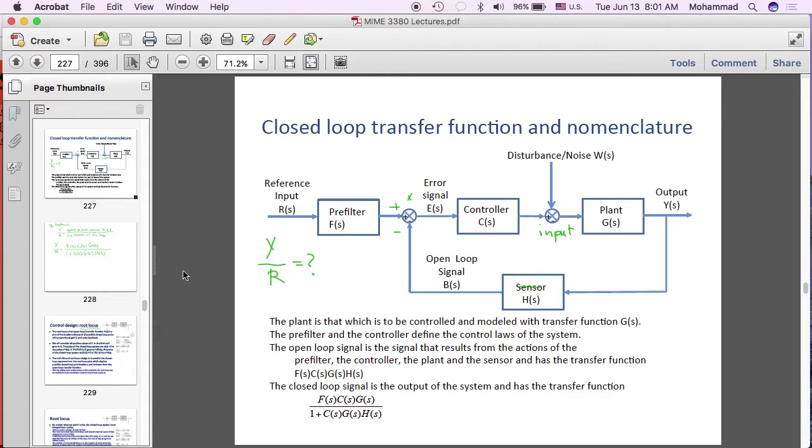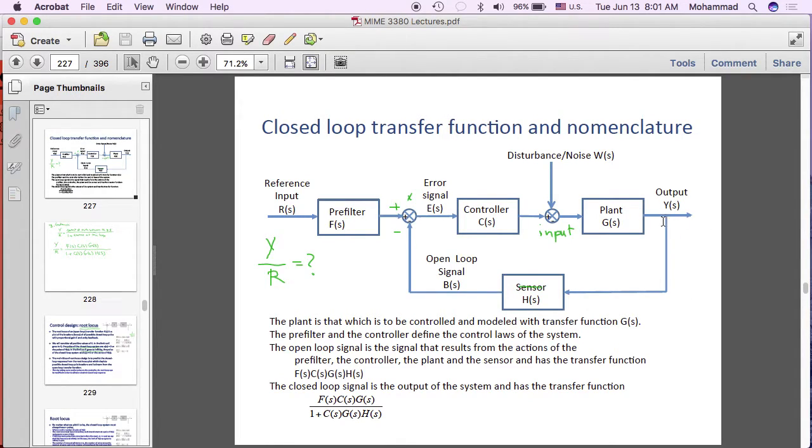And the goal of this feedback control system is for output of the system Y of S to always follow R of S as close as possible. That's the overall overarching objective. And the mechanism by which we try to achieve it is through this negative feedback.